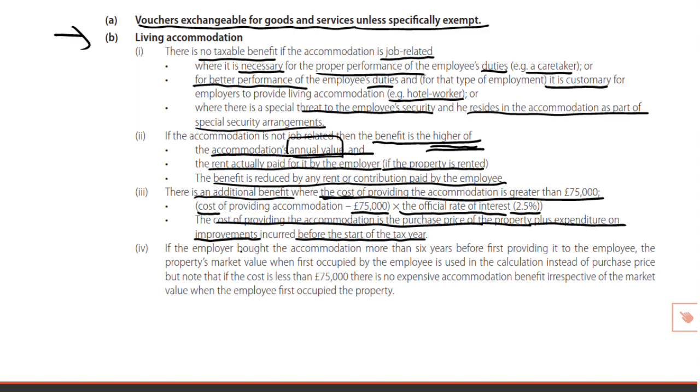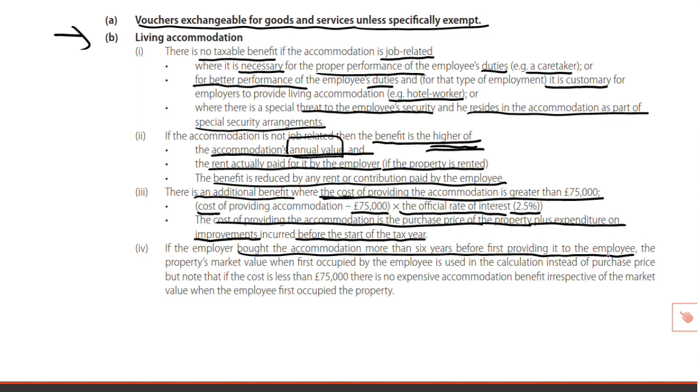If the employer bought the accommodation more than 6 years before first providing it to this particular employee. Remember, the house in question, the living accommodation, I call it a house, flat, apartment there, whatever it might be, that might now be occupied by an employee who has more recently moved into it. But it had been bought by the employer many, many years ago, and previous to that it may have been occupied by other employees.